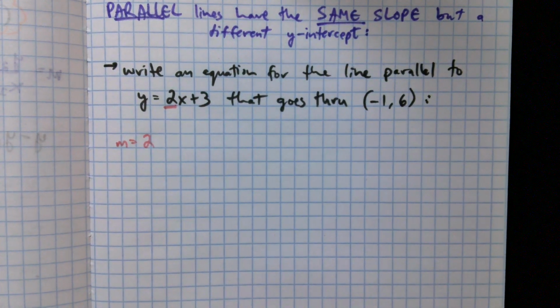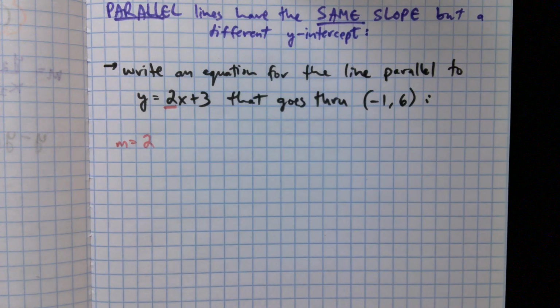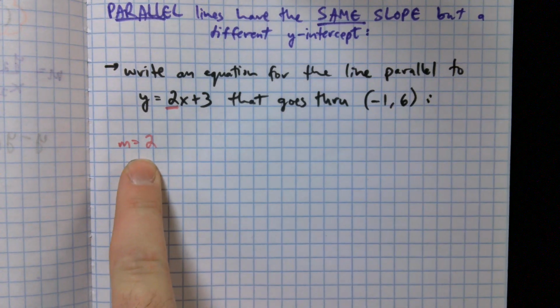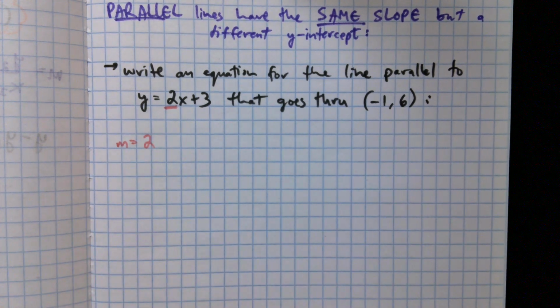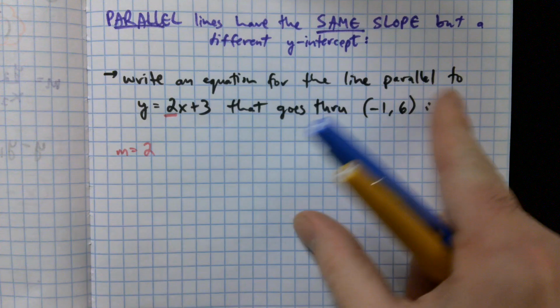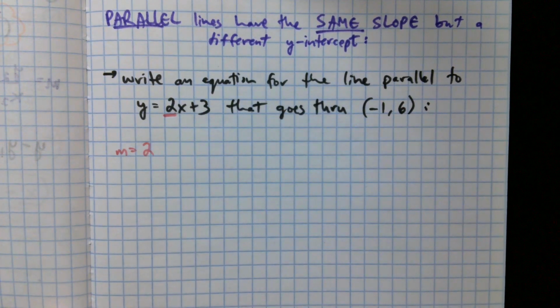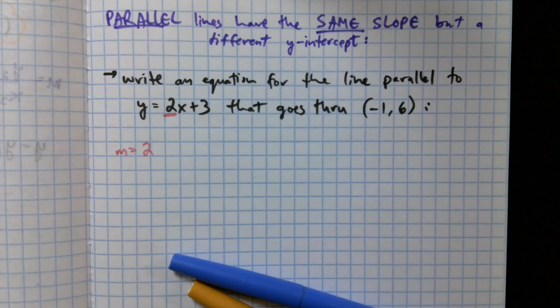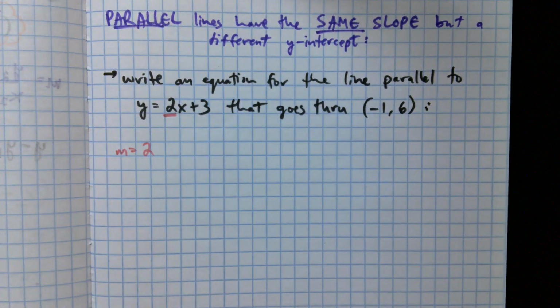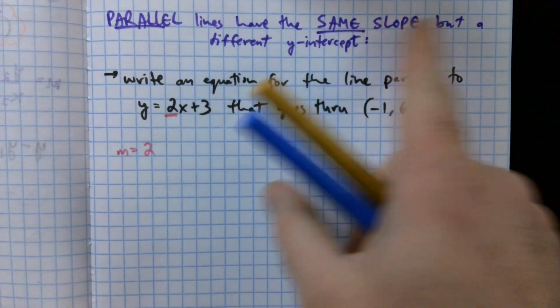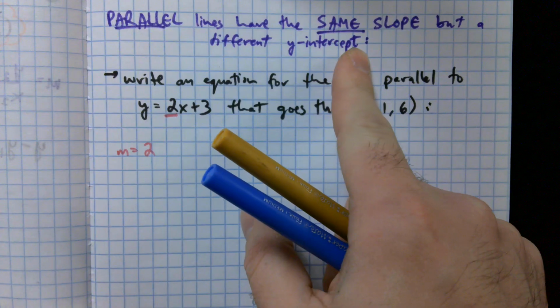Now, how can I go about finding b? You said plus 3? B equals 3? For this line, yes. I'm writing an equation for the line that's parallel to that line. Yes, just like that. Parallel lines. I'll read the purple part again. Parallel lines have the same slope, but a what? Different y-intercept.